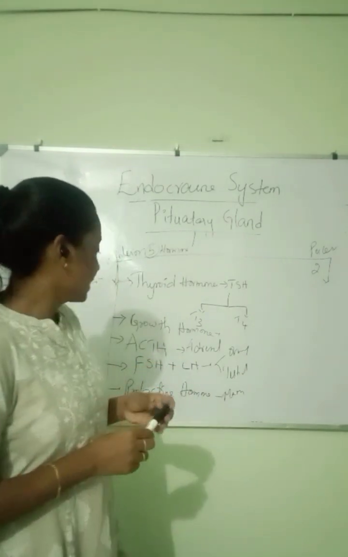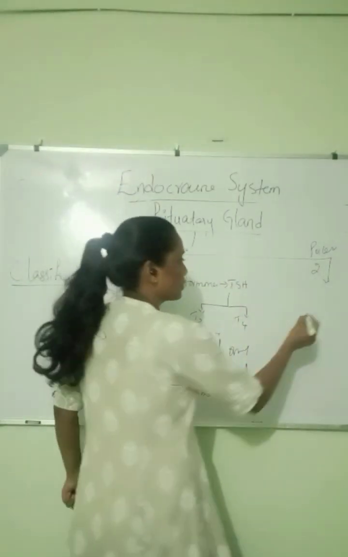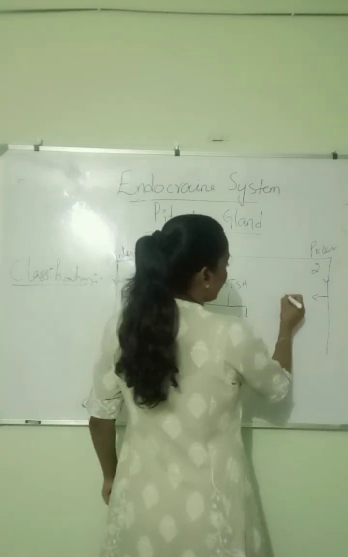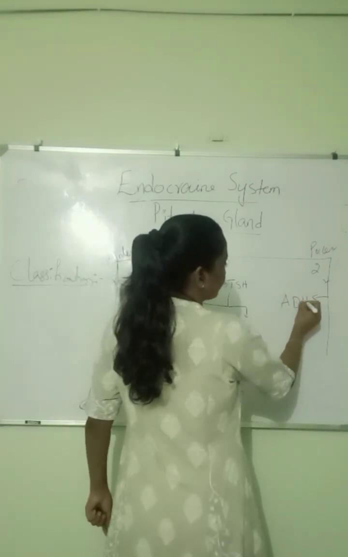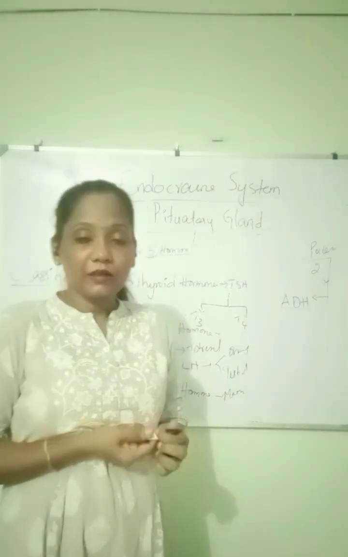the posterior pituitary gland, it releases two hormones. The first one is anti-diuretic hormone. I will explain.